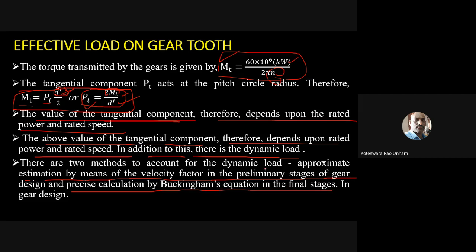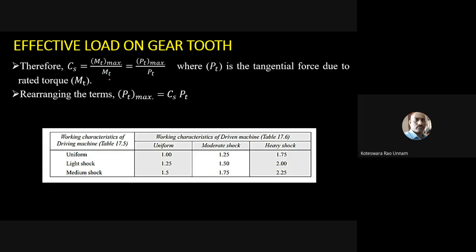So here you can use any one of these two methods. Either you can go for the velocity factor, that is going to be the approximate method, or if you want to have a precise calculation, you need to use Buckingham's equation. Now what is the velocity factor we need to consider, and also of course CS is nothing but the maximum torque by the mean torque, which can be expressed as PT max. So once you have CS, your PT max is nothing but CS into PT.